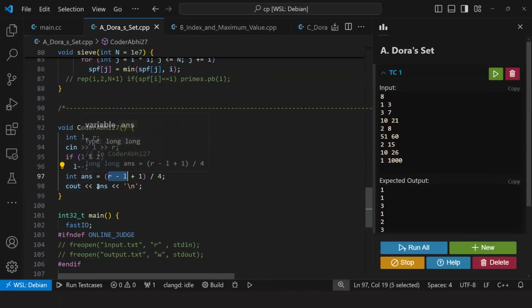Okay, so that's what I am doing. You just had to take care of this odd and even case. When L is odd, you would have one extra integer in your range, that odd integer. That's why I did L minus minus. And my answer is the size of the range by 4. Okay, I hope it is clear.